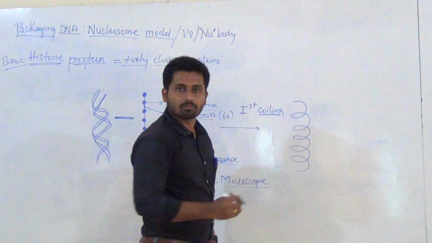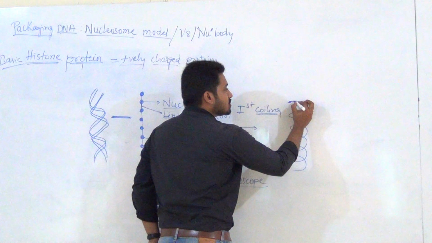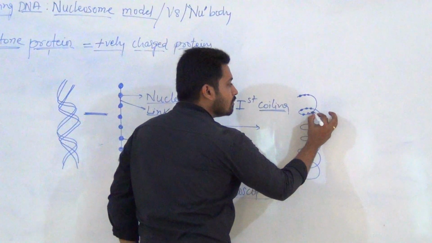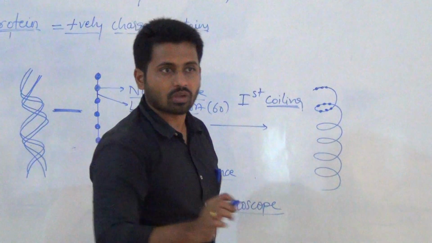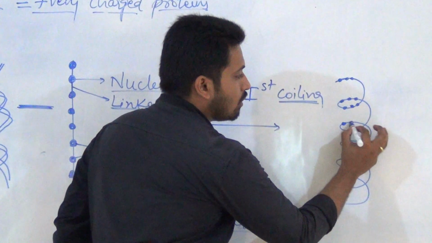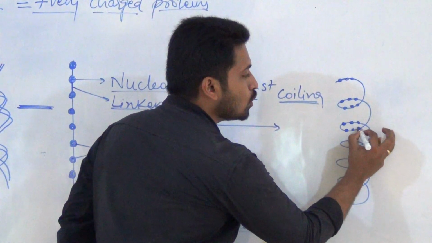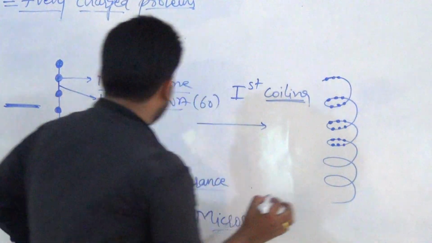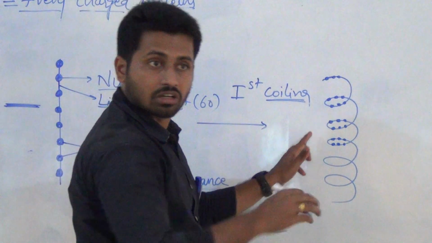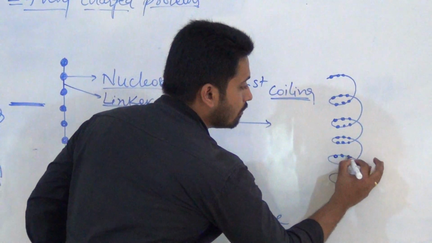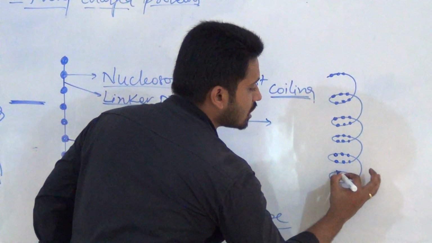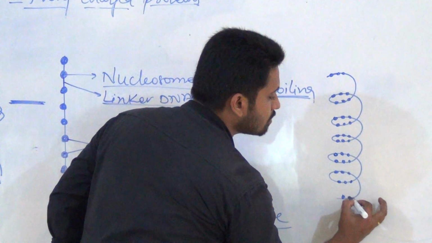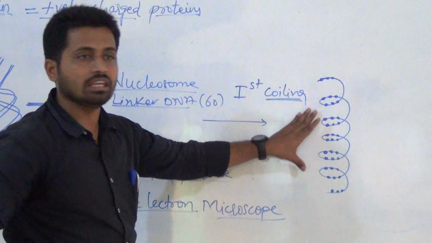This type of structure. Remember, each turn will actually have 5 to 6 nucleosomes, but you remember 6. Each turn is going to form this structure, and each turn has 6 nucleosomes. A simple structure which is coiled here.